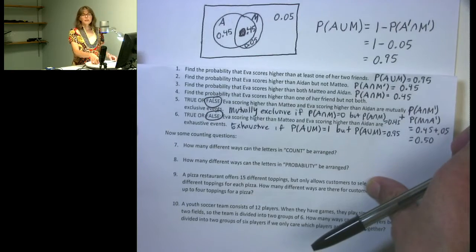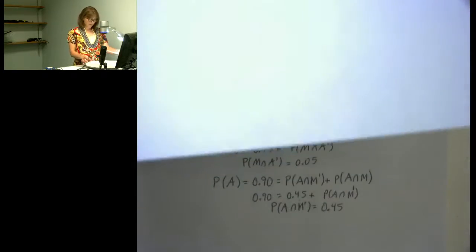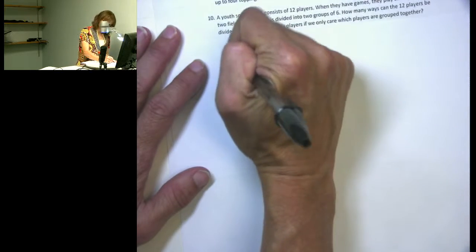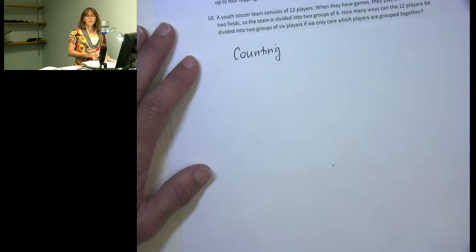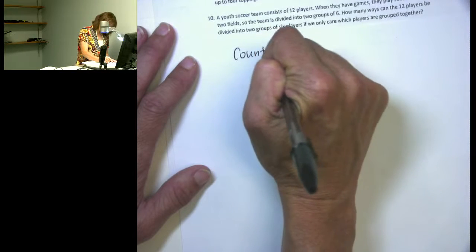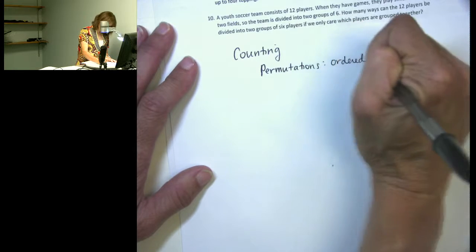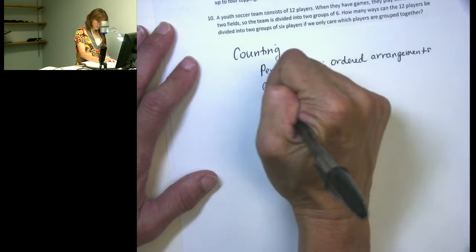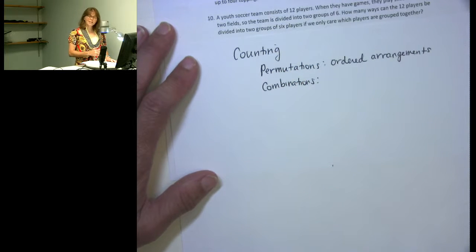Okay. So now I'm going to switch gears to the counting questions. Looking at counting, remember when we use permutations when we're interested in the number of ordered arrangements? We use combinations when we're interested in how many different possible subsets, unordered subsets.